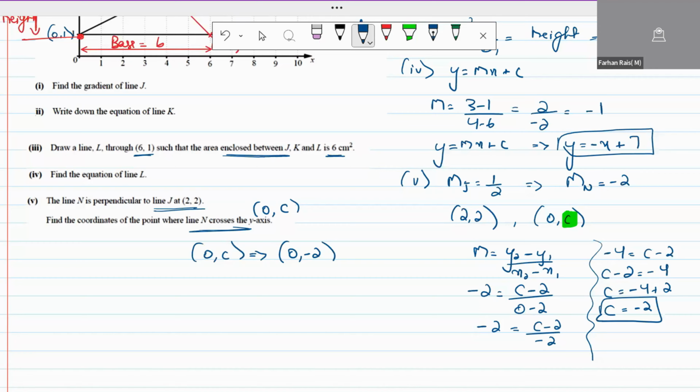So this is it. This was all about solving a few important and different nature of past paper questions of coordinate geometry. Hope you have understood all the concepts well.